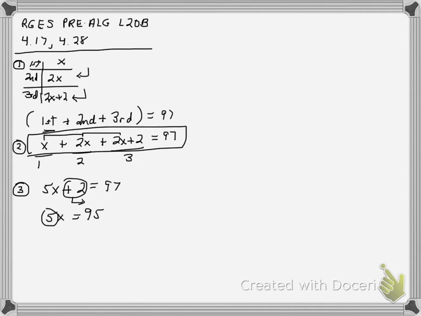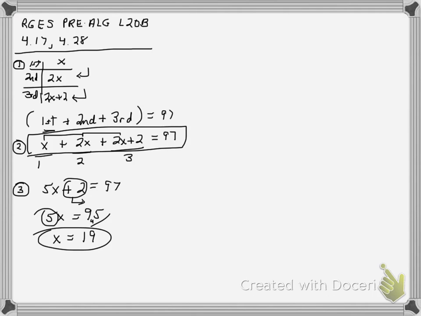Now I still have to get rid of the 5. Right now I'm multiplying. The opposite of multiplication is division. So I want to take 95 divided by 5. 5 goes into 9 one time, remainder 4. 5 goes into 45 9 times. So my x is 19.